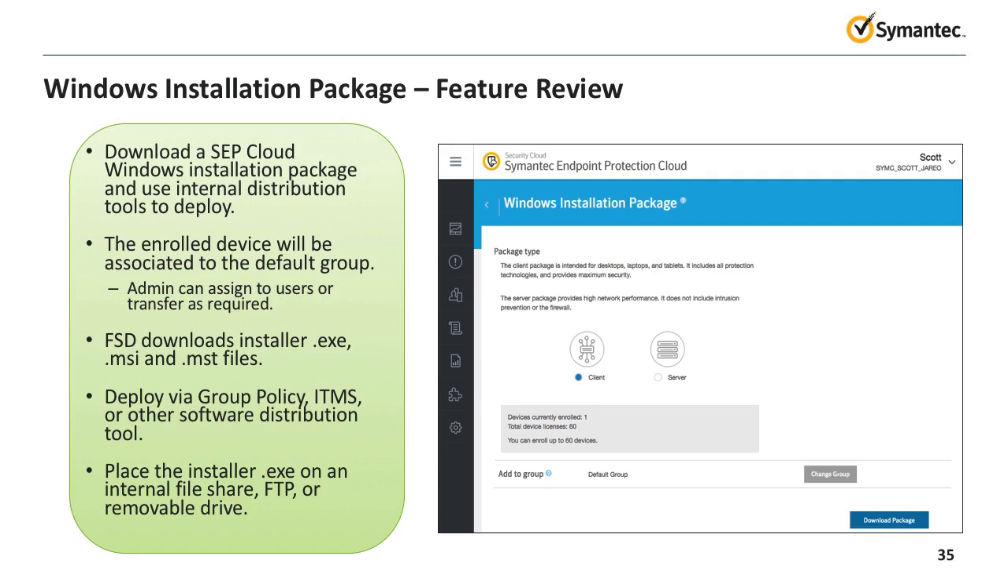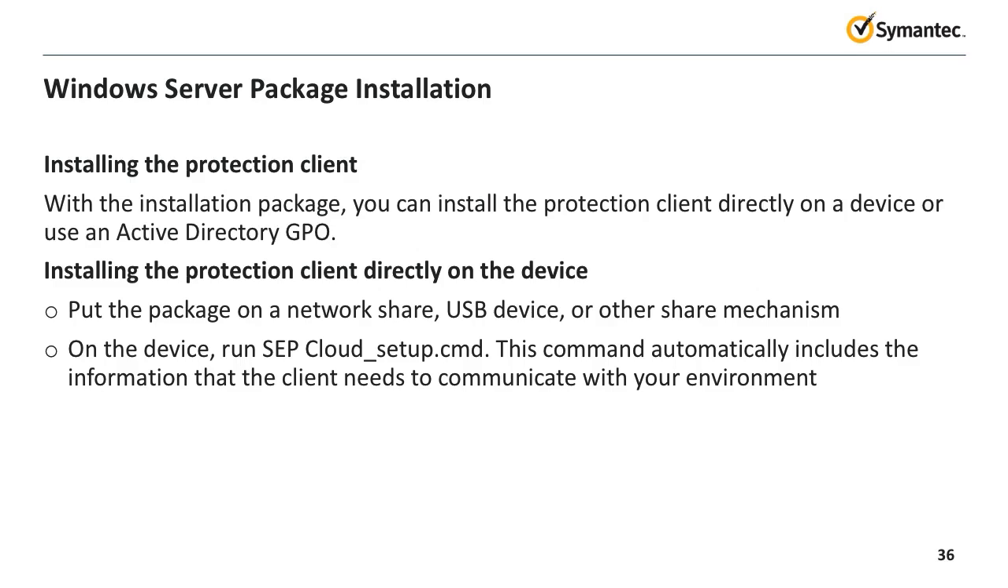groups as required. The FSD downloads the installer.exe, .msi, and .mst files, which can be deployed via group policy, ITMS, or another software distribution tool. With the installation package, you can install the protection client directly on a device or use an Active Directory GPO.